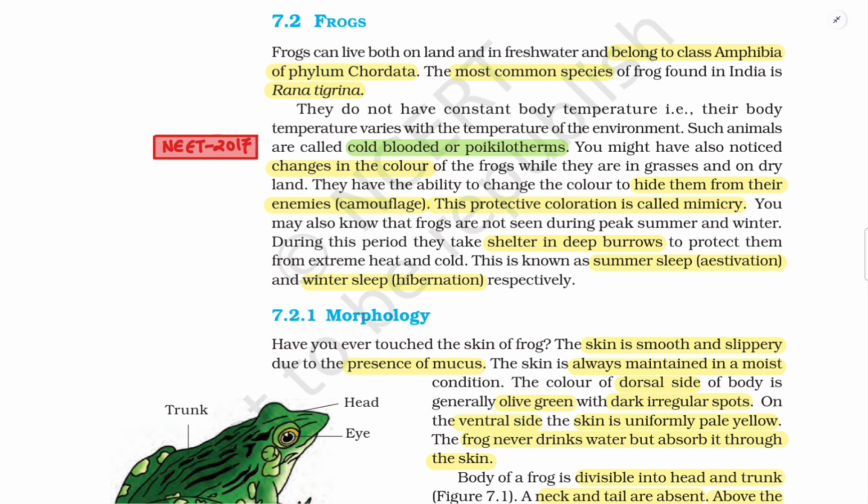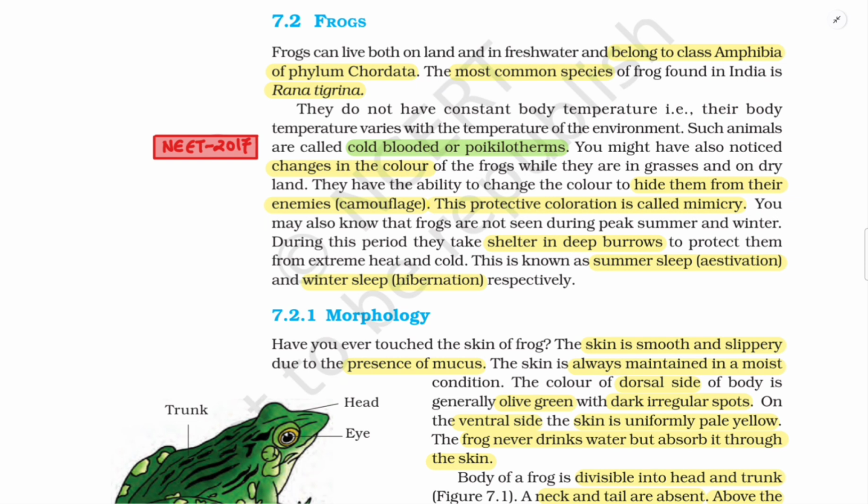You may also know that frogs are not seen during peak summer and winter. During this period, they take shelter in deep burrows to protect them from extreme heat and cold. This is known as summer sleep, that is estivation, and winter sleep, that is hibernation, respectively.